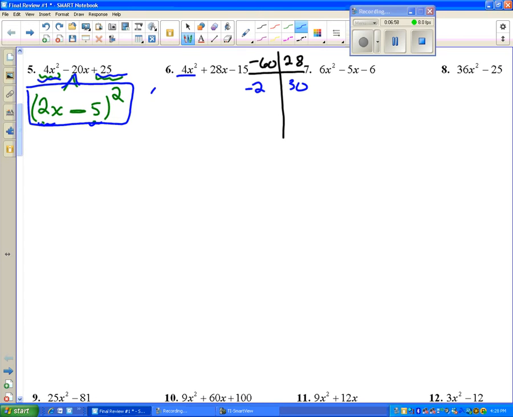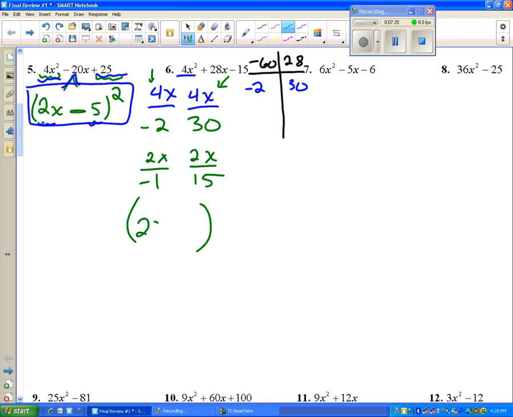Start off with ax, 4x over, 4x over what? Over my factors, negative 2 and 30. This reduces by 2, and I get 2x over negative 1. This one reduces by 2, and I get 2x over 15. So this is the factor 2x minus 1, and this is the factor 2x plus 15.